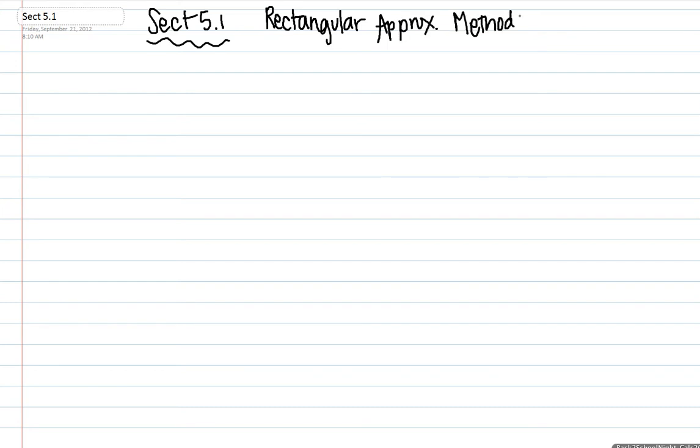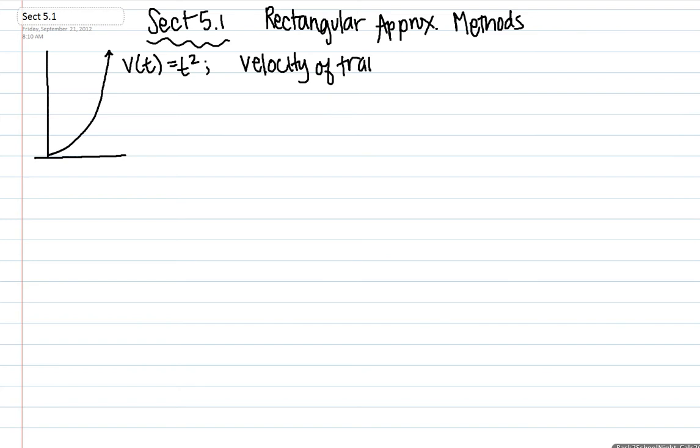Okay, so for this section in Chapter 5, our new chapter, I'm going to do a quick little review on rectangular approximation methods. So first of all, let's just talk a little bit about area under the curve. Let's say we have a train that is traveling along the path modeled by this function v of t equals t squared, where this represents the velocity of the train traveling along.